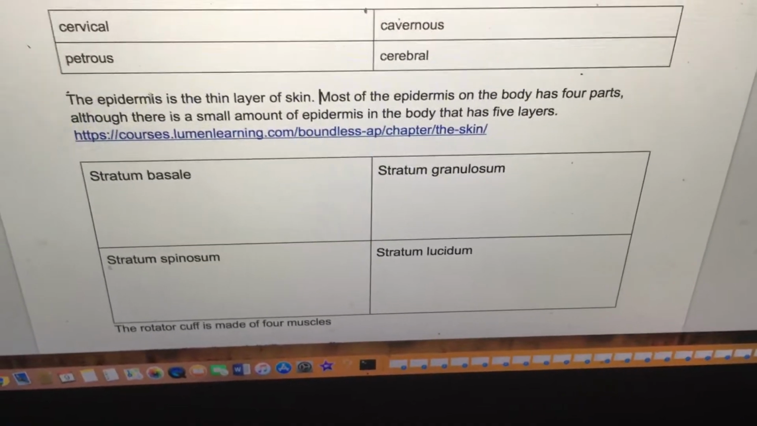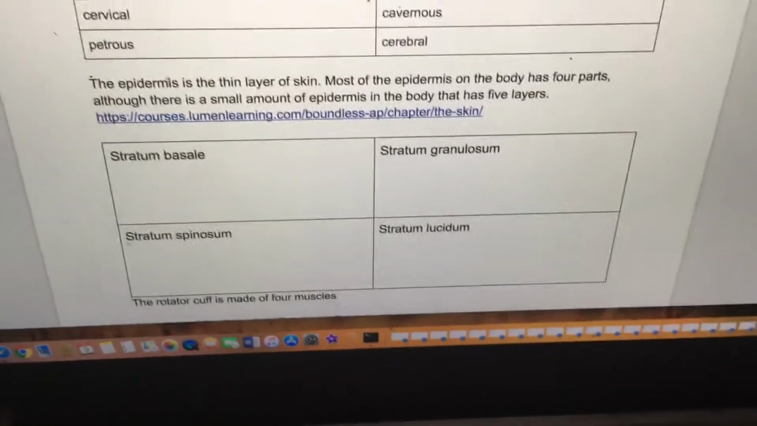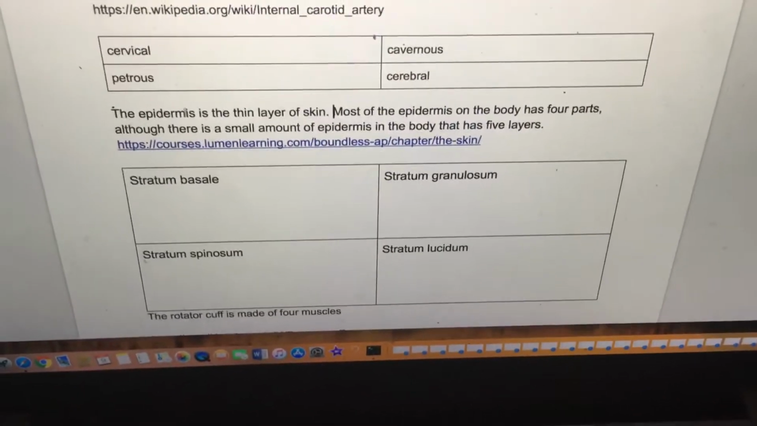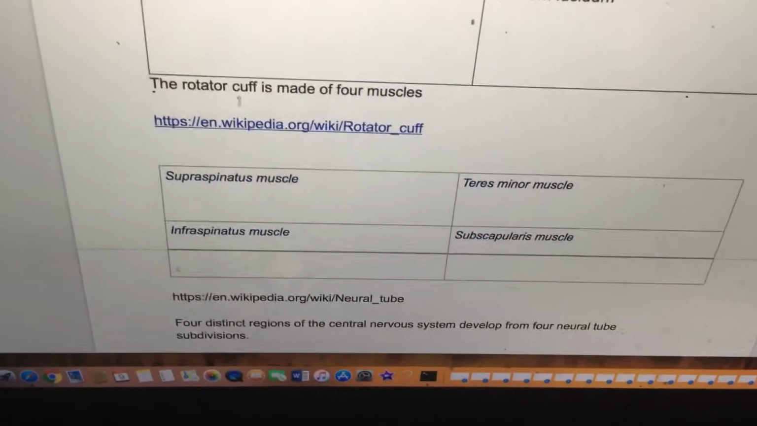The epidermis is a thin layer of skin. This is lecture 13 of biology. Most of the epidermis of the body has 4 parts, although there is a small amount of the epidermis in the body that has 5 layers. It's 4 layers. The rotator cuff is made up of 4 muscles.